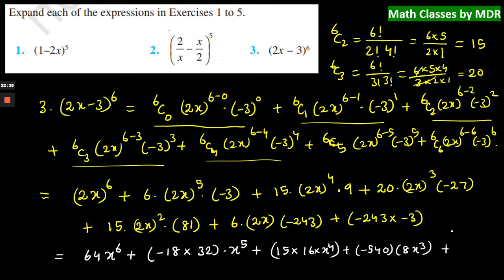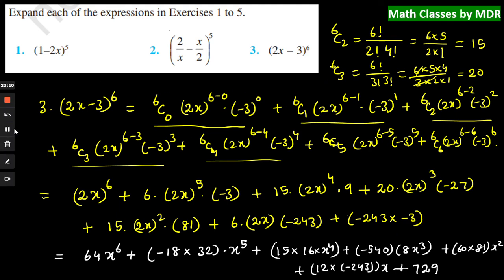Plus 15 into 2x whole square, that is 15 into 4, 60 into 81. So 60 into 81 x square, and then plus 6 into 2, 12, 12 into minus 243 into x. So minus 243 into minus 3 is 729, right? Now let us simplify it. Let us simplify all these values.